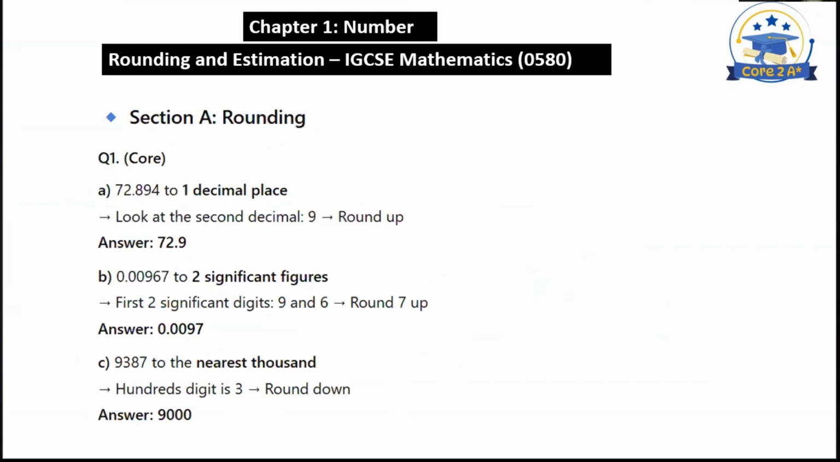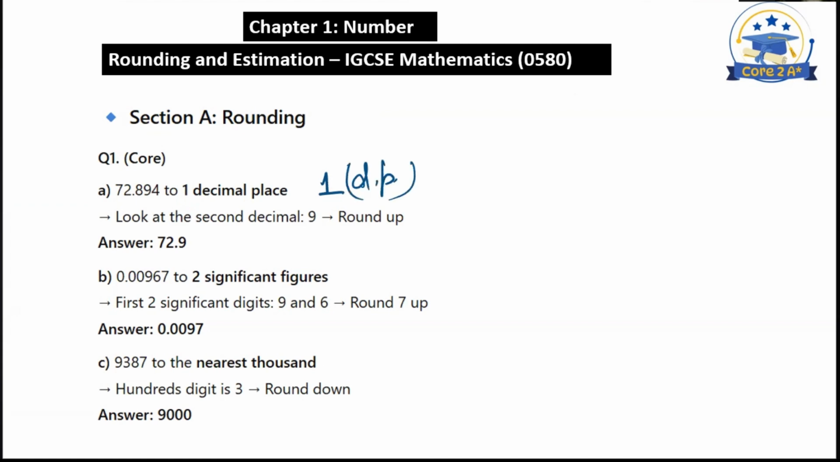Now the next is rounding. Let's solve some examples. Some questions are from core and some from extended. We will learn both core as well as extended problems. So first is 72.894 to 1 decimal place, or you could say 1 dp.